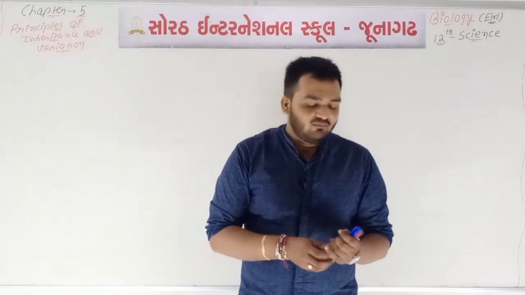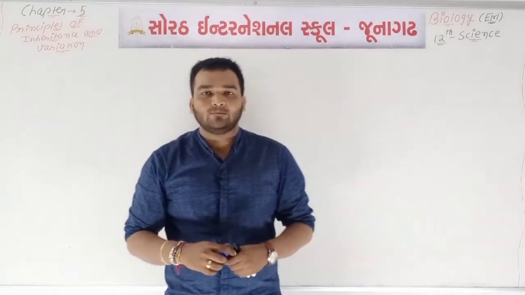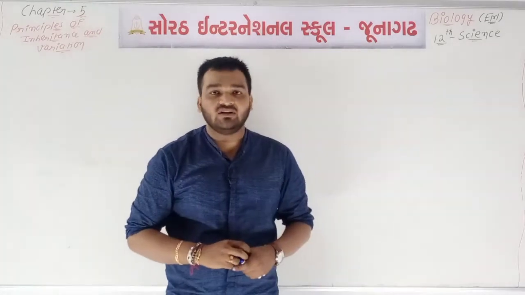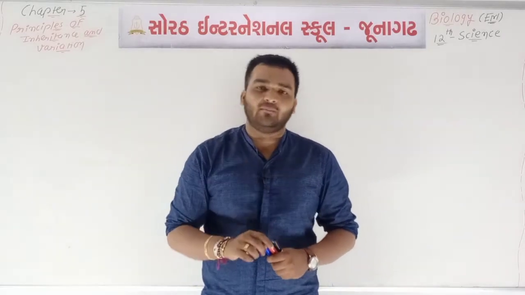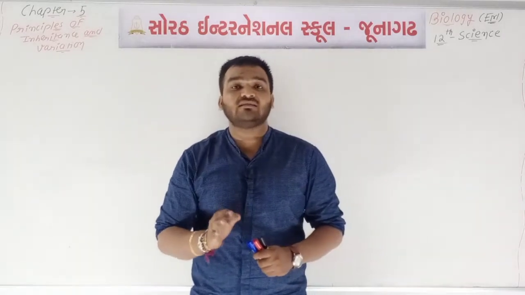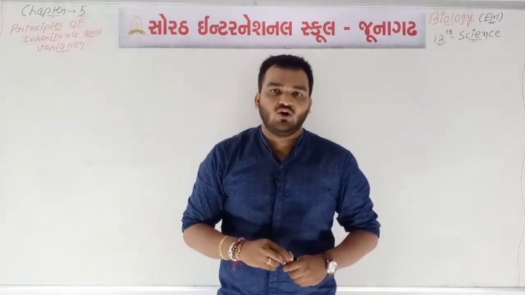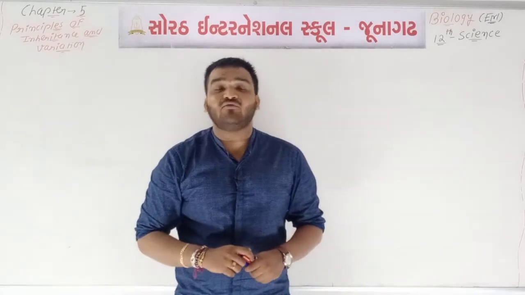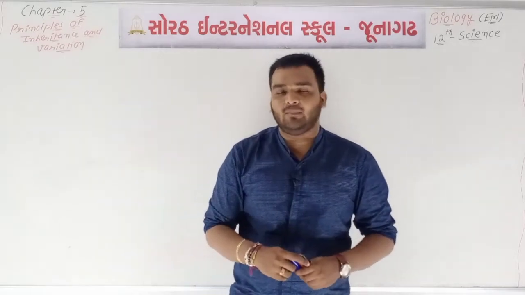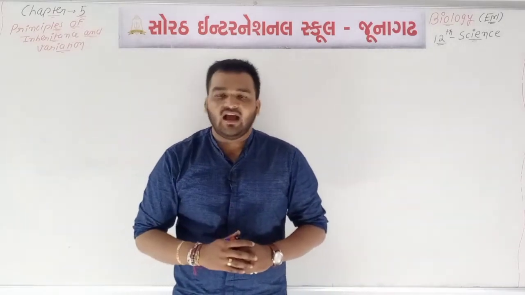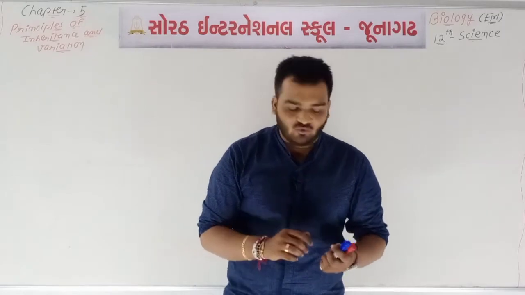Before starting these examples, I am writing the result of the monohybrid cross of the F2 generation. See, all examples are 100% dependent on the result of the F2 generation in a monohybrid cross. You know that the genotypic ratio is 1:2:1 and the phenotypic ratio is 3:1.